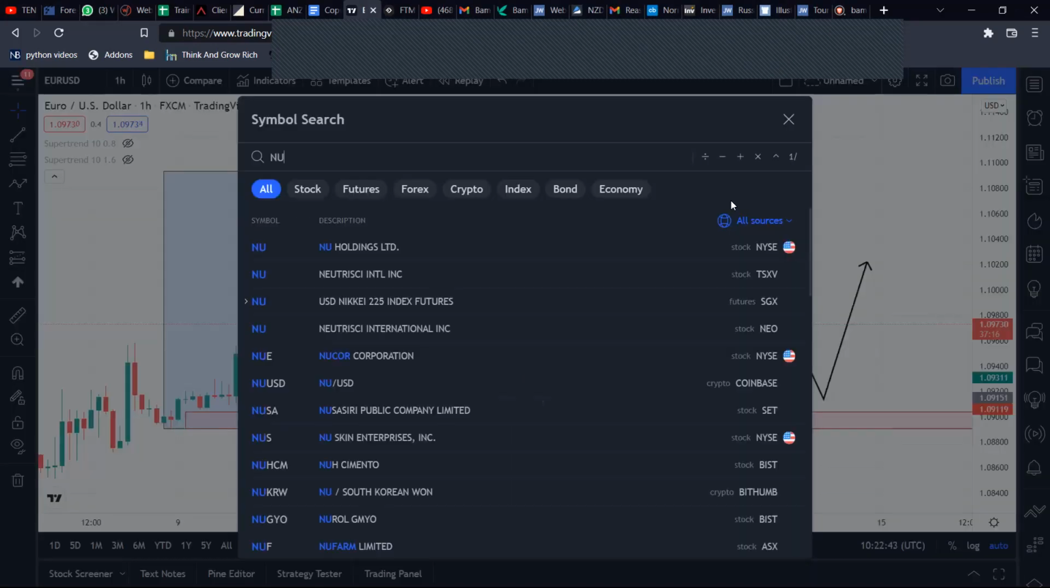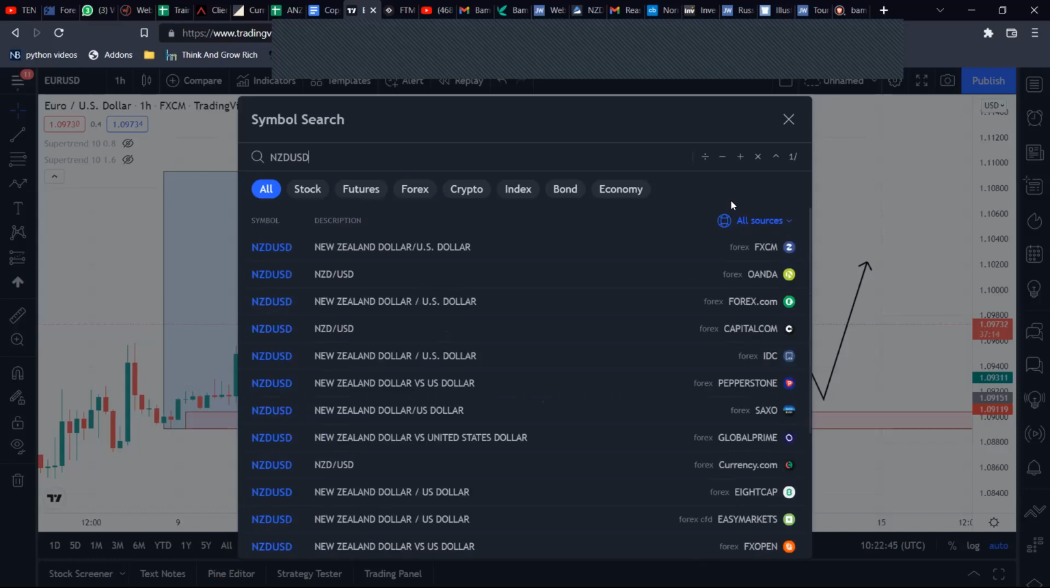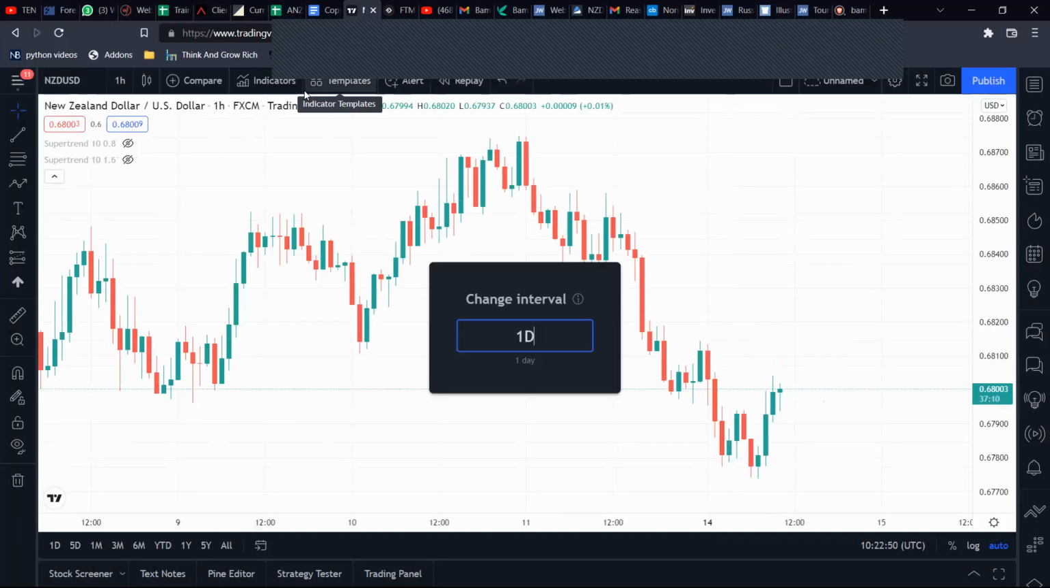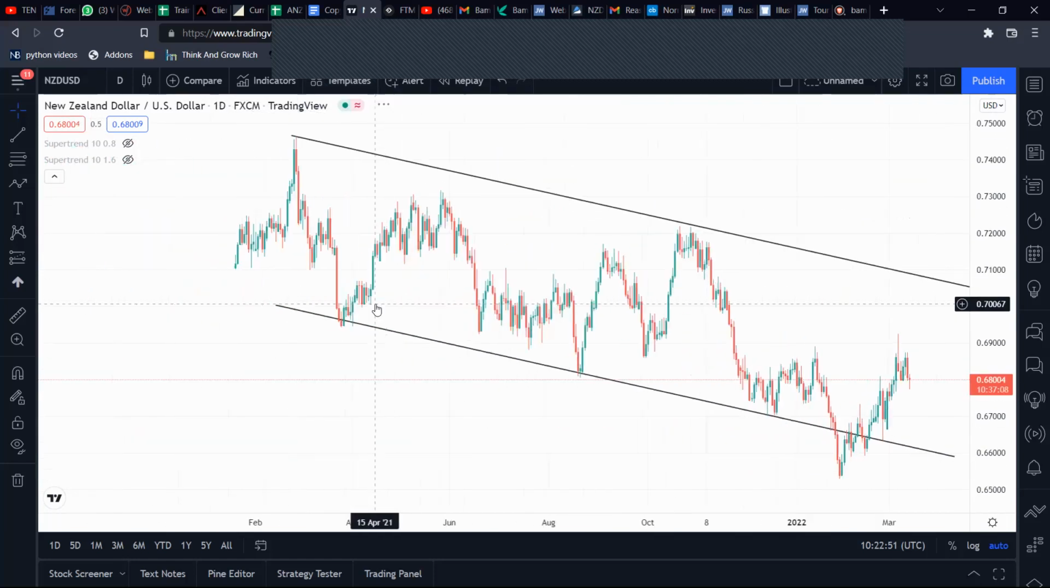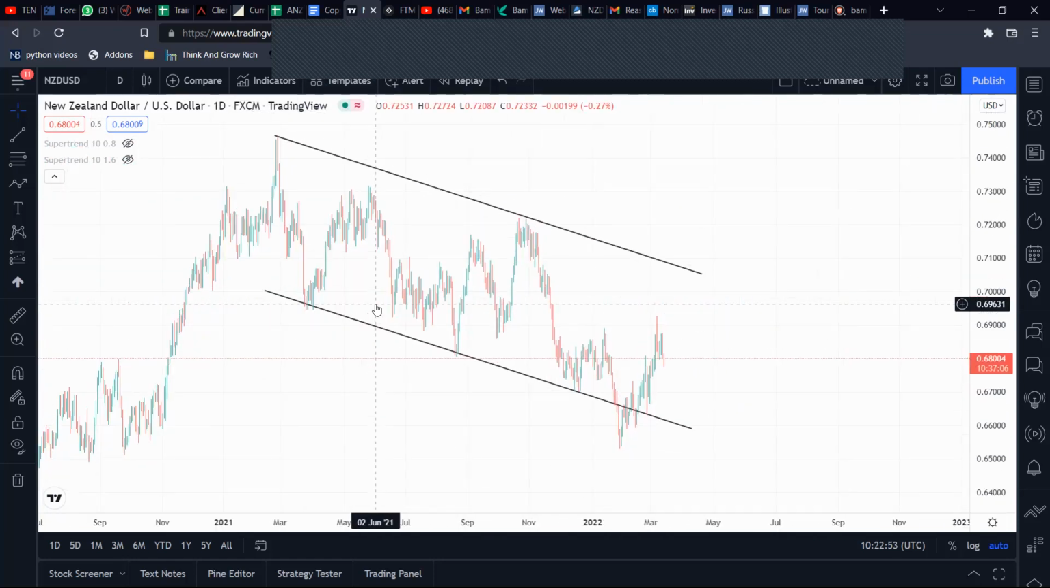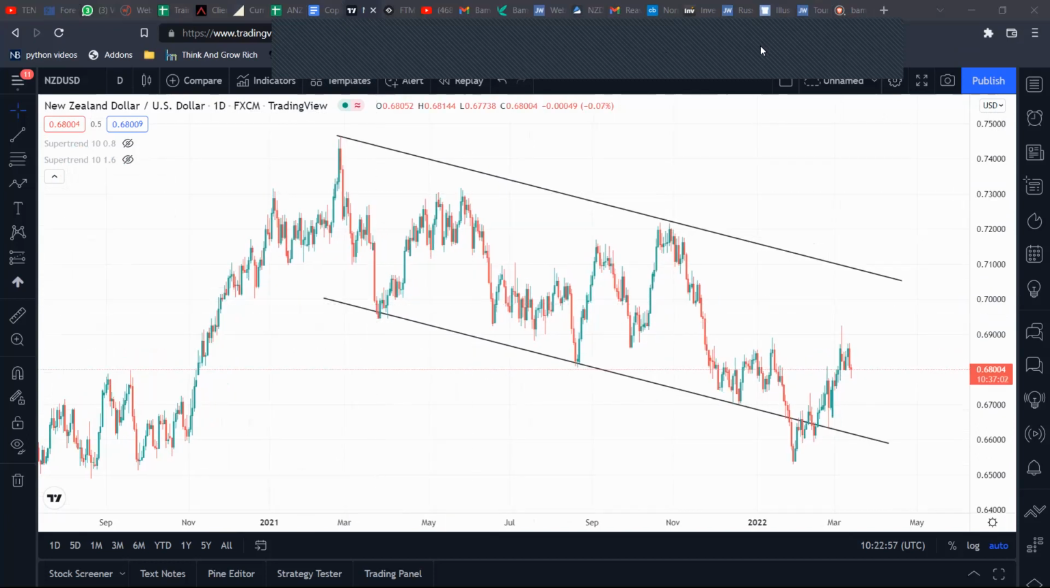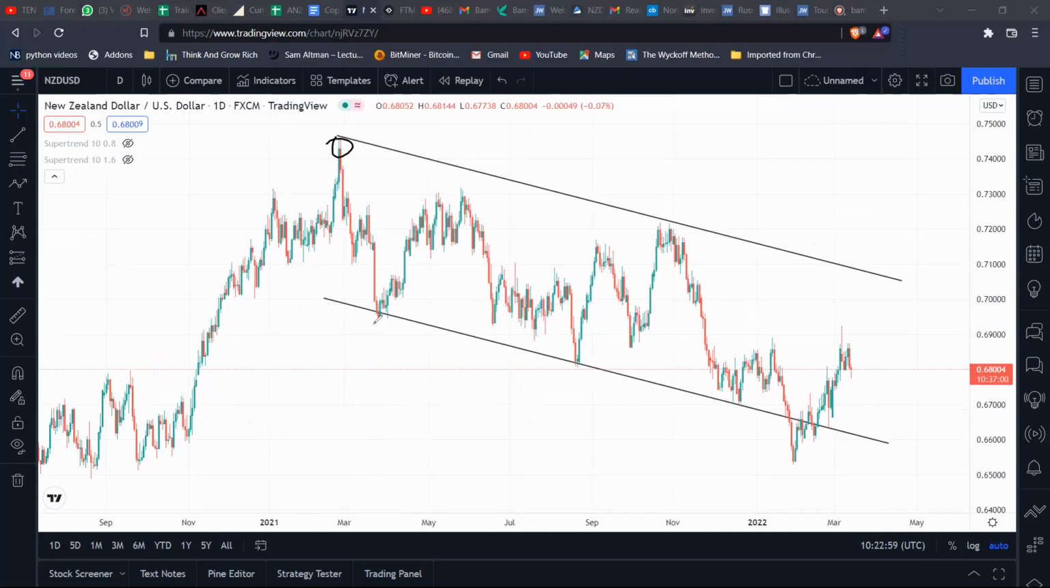So NZDUSD is also another interesting one. The reason I was looking at this is, notice, this is the daily chart. Notice how price has been within this channel. This has been more or less a bearish channel where price has been trading within, right? So price has been ranging within this channel, respecting support and resistance as it moves.